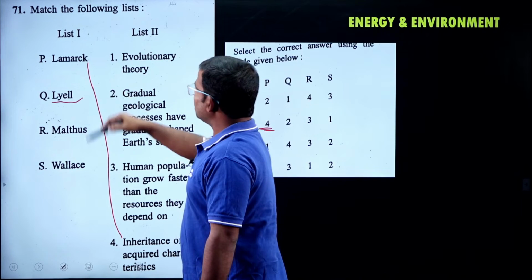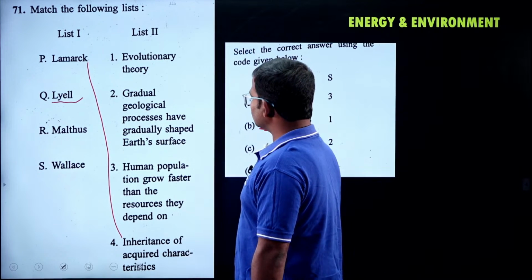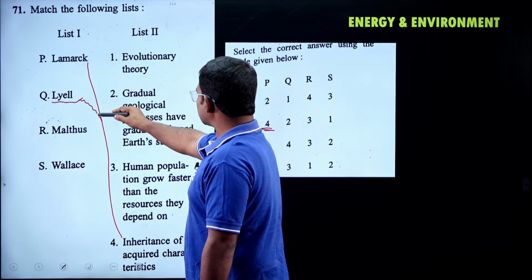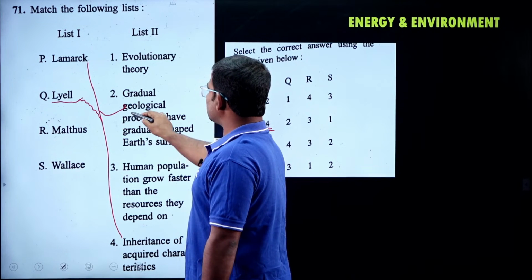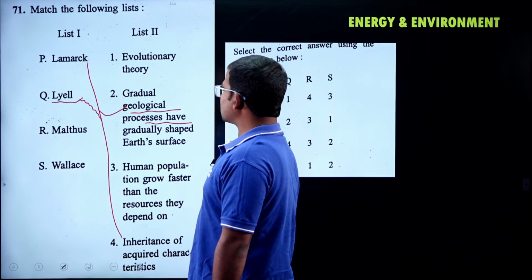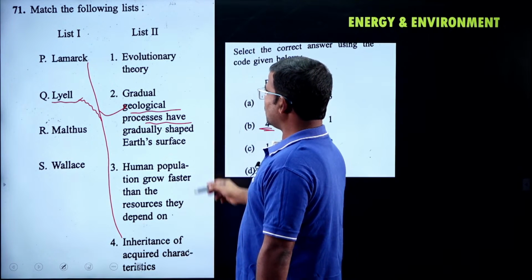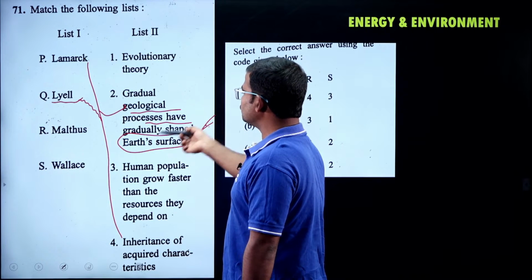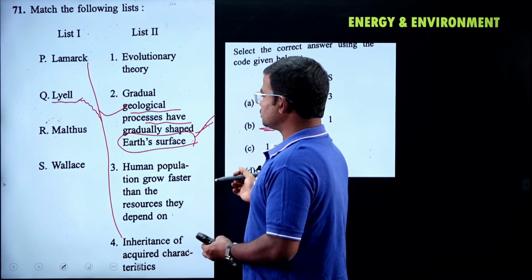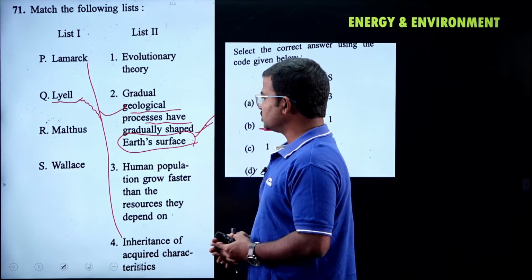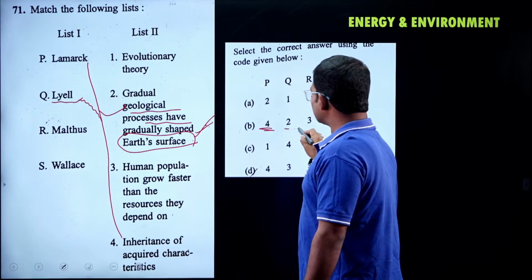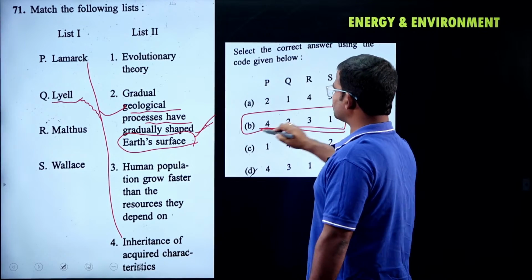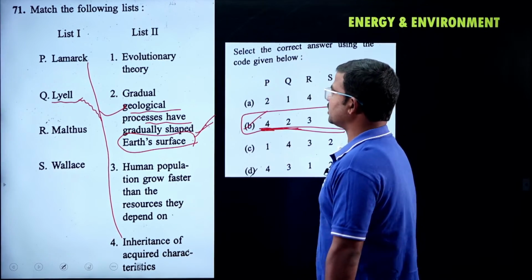Lyell: this scientist is concerned with gradual geological processes, which gradually shaped the earth's surface. This is completely a theory related to the shape of the earth's surface. So this is the correct option. Option B is the right answer.